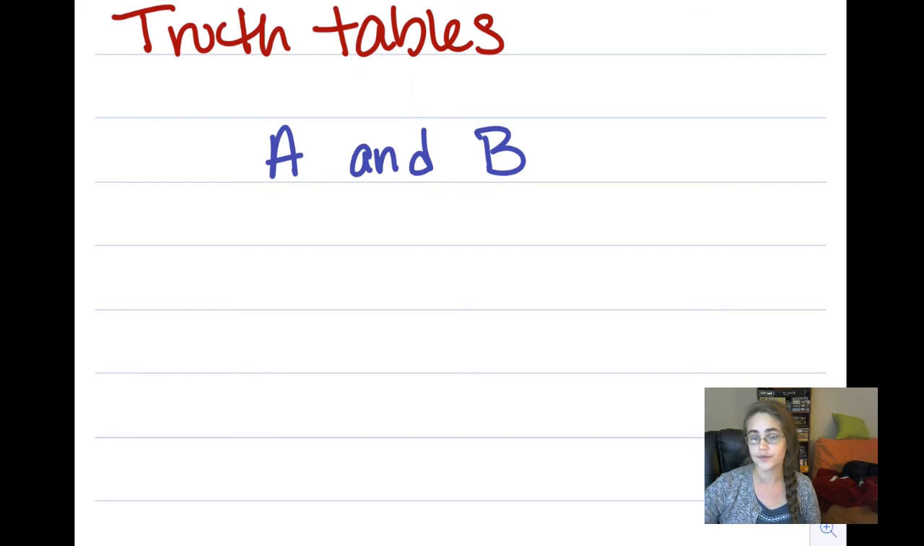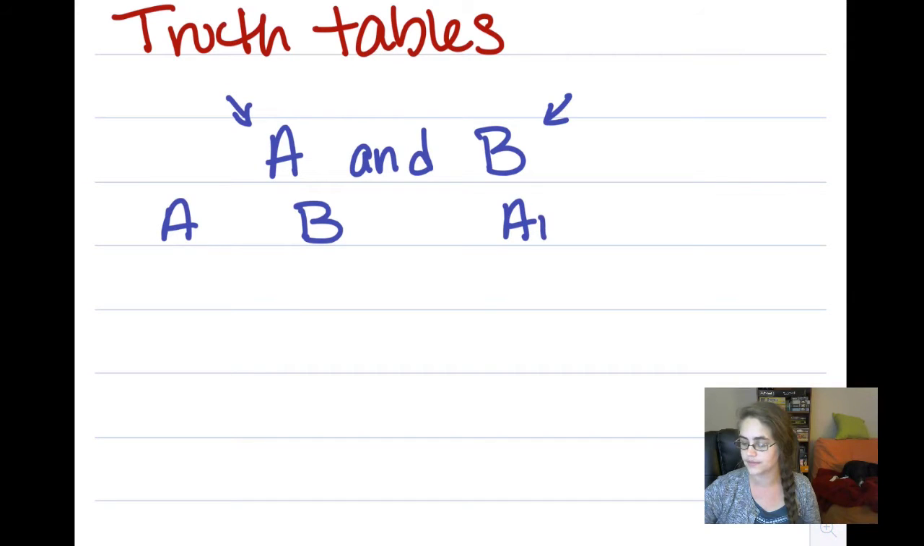I have two inputs here. I have A, which takes a truth value, and B, which takes a truth value. So I start off with two columns, a column A and a column B. My third column is the compound statement, A and B. So we list every possible combination of truth values.